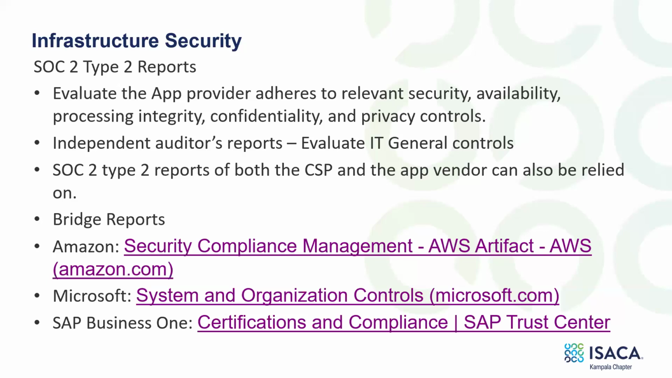Now, one thing you must be careful about is that these SOC Type 2 reports are time bound. Usually they run for a period of 1 year. So when you are carrying out an evaluation, first look at this report: is it valid? In case it has expired, then look out for what we call a bridge report. Usually these bridge reports come in to bridge the gap between the expiry of the SOC report and when the next SOC report will be available. So they will give you that assurance that the controls are in place and adequate.